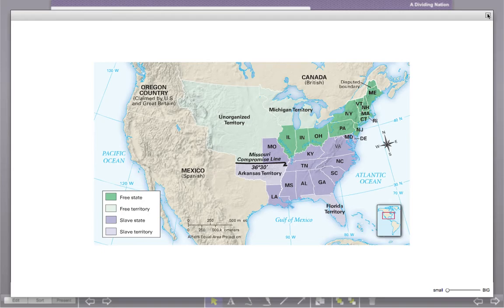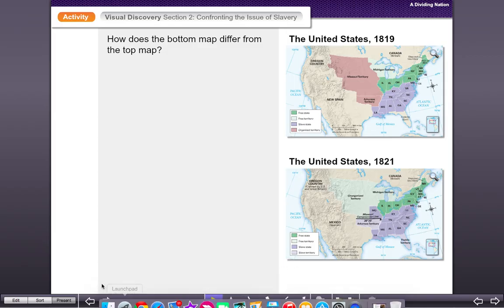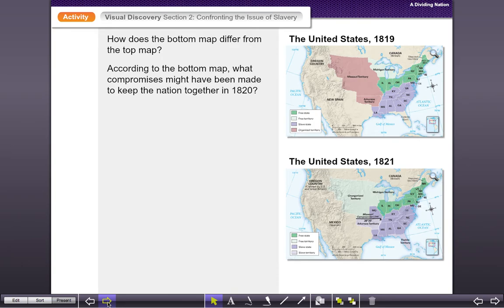A couple of things to think about. So there's a couple of questions. According to the bottom map, what compromises might have been made to keep the nation together? Well, the Missouri Compromise line, we talked about that. Think about, they had to draw up this new deal. What are they going to do about states that are expanding west? Maybe north of the compromise line is free states. South of the compromise line is slave states. Interesting.